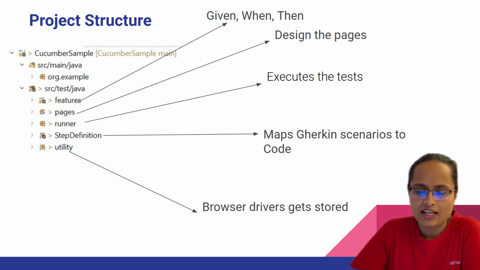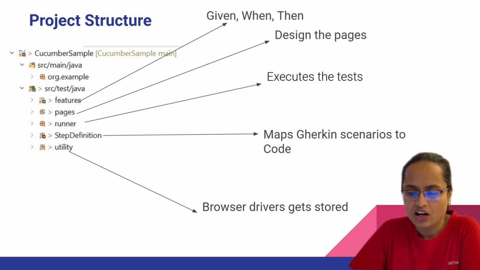The runner contains the runner class which executes the tests. Step definitions: the Gherkin scenarios are mapped to code in languages like Java, in our case. The utility folder has a browser driver.